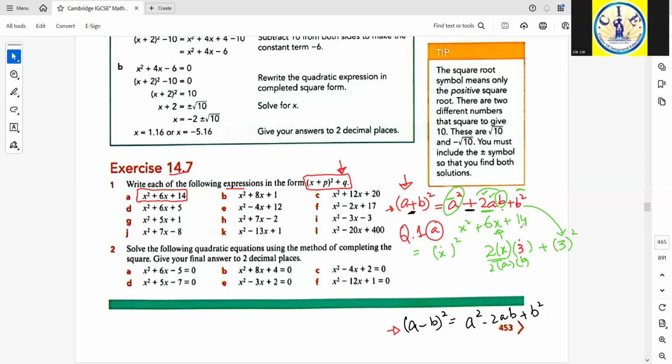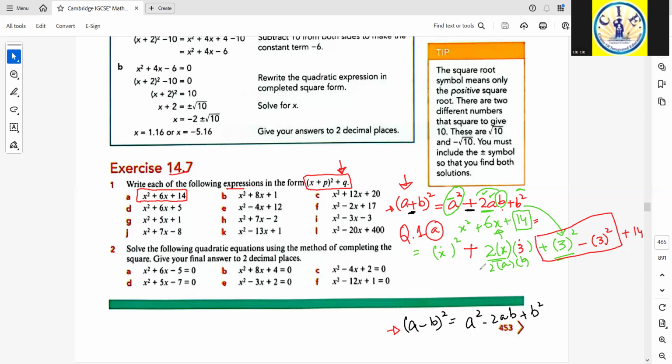But in the given question, we were just having positive 14. Since we have added this 3 squared on our own, we need to balance it out by subtracting its square as well. So we have added and subtracted the square of 3. And then finally this 14 would be there in this question. And this contains a positive sign, so that's why the sign is going to be positive.